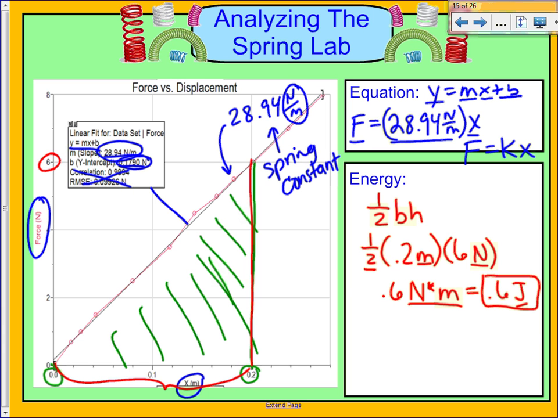Now there's another way you can calculate elastic energy if you're not given a graph. The elastic energy of any spring is calculated by taking 1/2 k, which is your spring constant, times x squared. Remember, x is the amount of stretch or compression, not the total length.